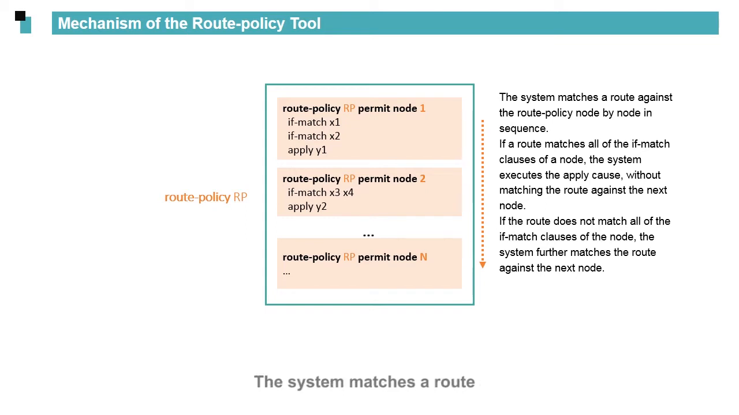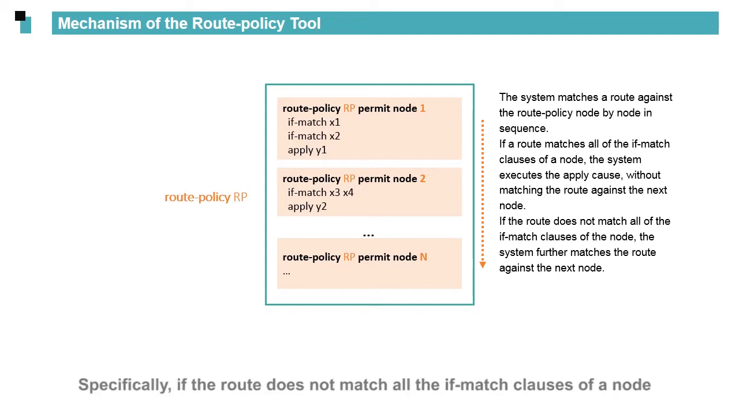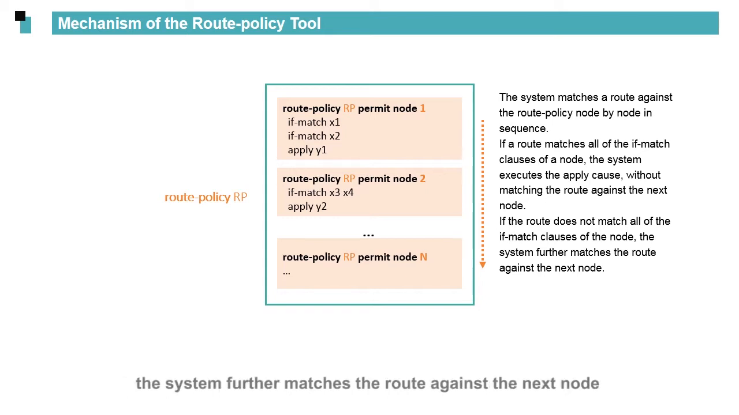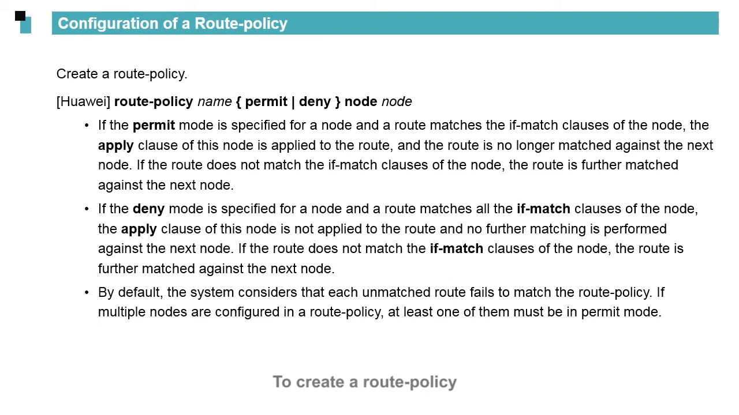The system matches a route against the Route-policy node by node in sequence. Specifically, if the route does not match all the if-match clauses of a node, the system further matches the route against the next node. If the route matches the current node, the system does not match the route against the next node. To create a Route-policy, run the route-policy command in the system view.